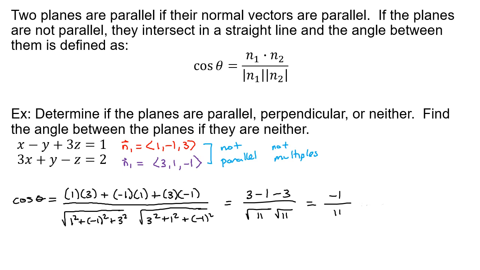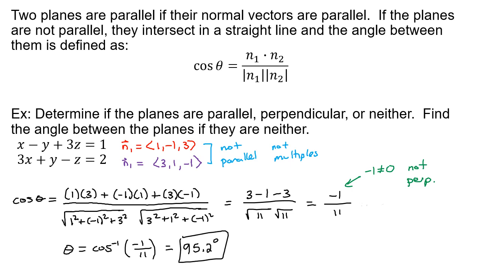And so since it comes out to be not equal to 0, that means it is not perpendicular. So this -1 not being 0 means it's not perpendicular. And so we can find the angle between them because theta would just be cosine inverse of -1 over 11. And we go to the calculator. It's going to be close to perpendicular. Type that in the calculator. I think it comes out to be 95.2 degrees. And so that would be the angle between the two planes.